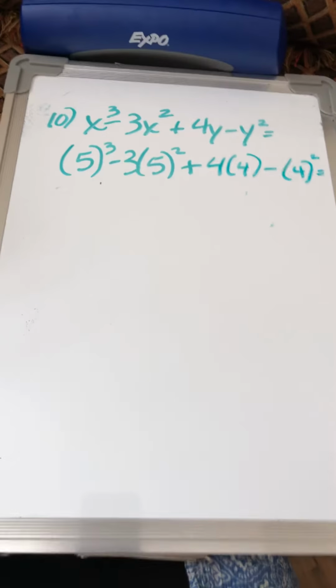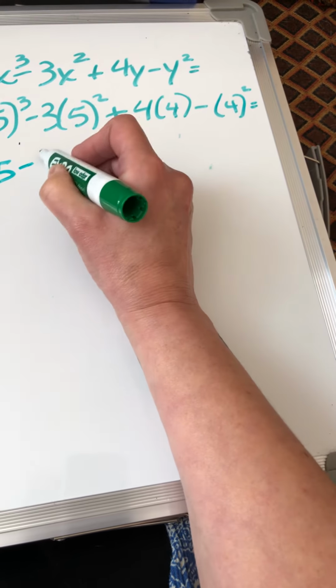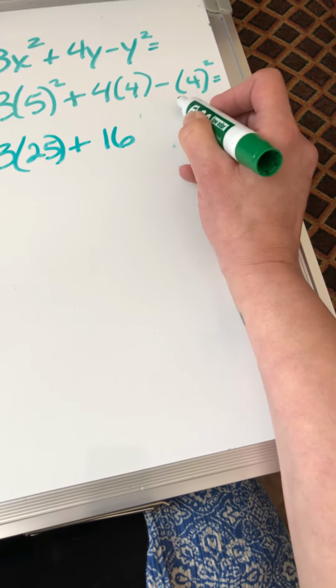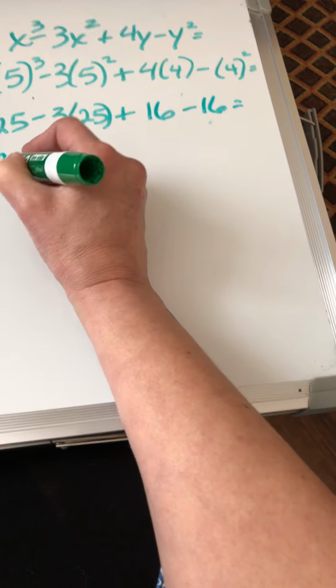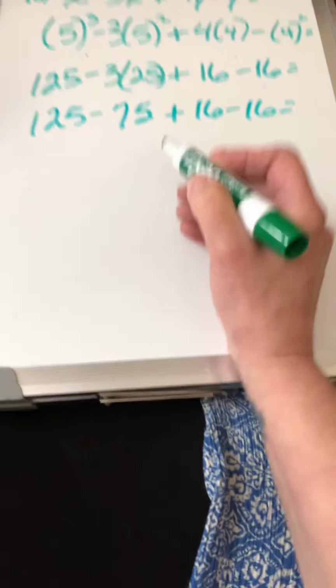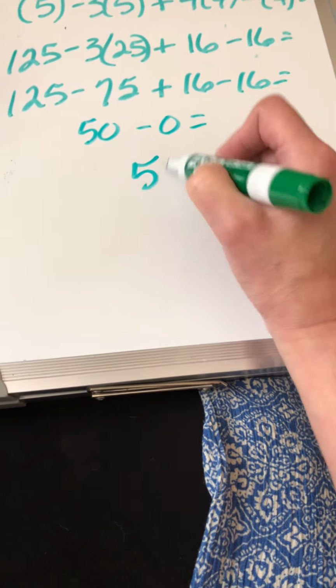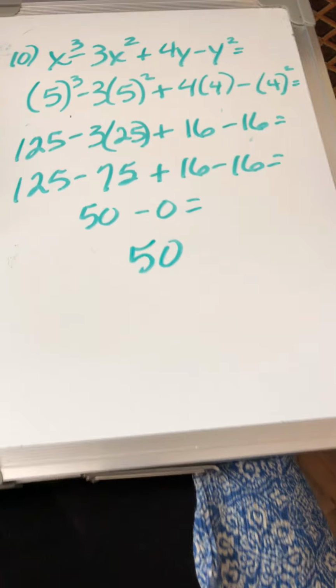And then I just honor my order of operations. 5 to the third power is 125. So I go through and take care of my exponents first. I'll go ahead and multiply those guys. Okay, so that's what comes next. 125 minus 75 plus 16 minus 16 is going to be 50 minus 0, and I get 50 on that one. So you've got to be really careful how you plug in, careful with your order of operations. So there's that one.